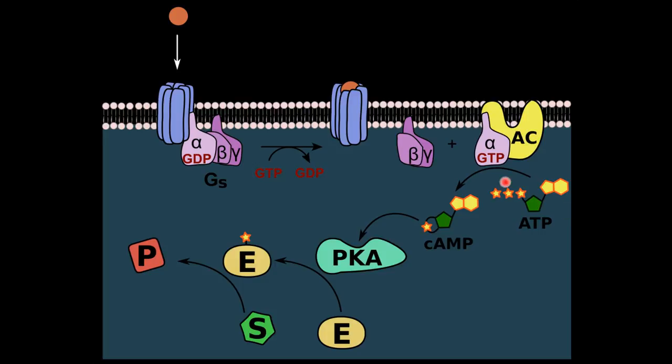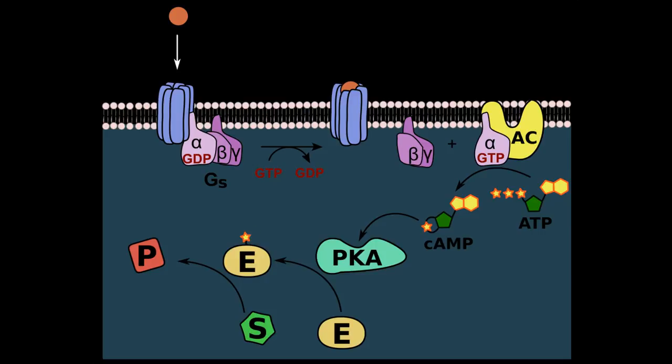Adenyl cyclase then comes over here to the ATP and converts ATP to cyclic AMP. Cyclic AMP then attaches to protein kinase A, which activates it. It's then going to phosphorylate some sort of enzyme. I'm going to talk more about what that could be later. And it is going to then convert that into a phosphorylated enzyme, which activates it.